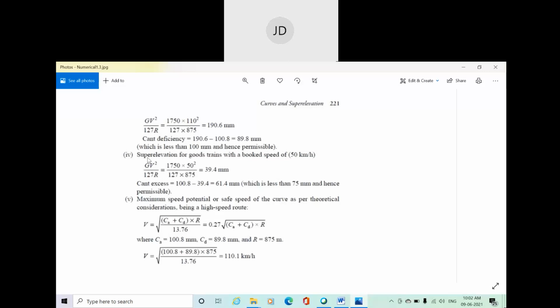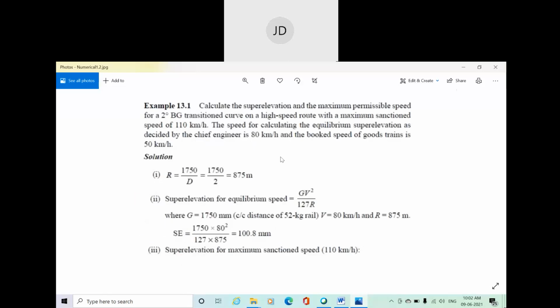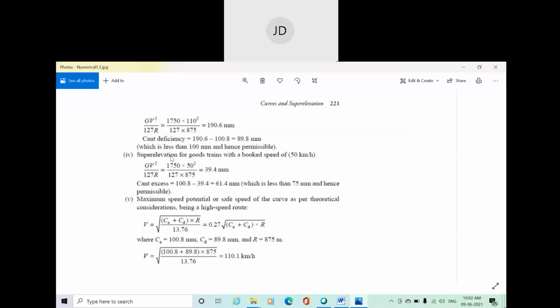Okay. Next, we can also find out superelevation based on a different condition, like superelevation for a goods train with a booked speed of 50. That means we have a different condition also given here, no? That is, the booked train speed is given as 50 kilometers per hour. Now, considering this speed also, we can find out the superelevation.